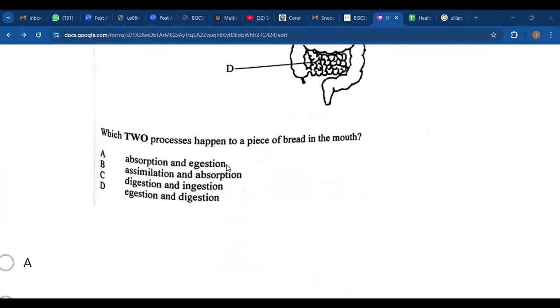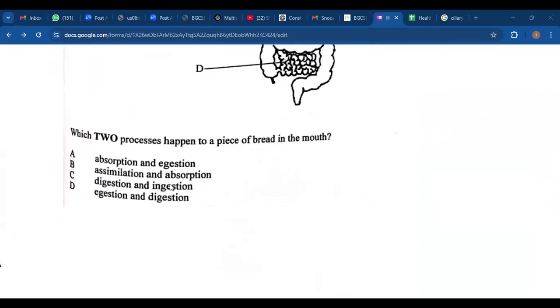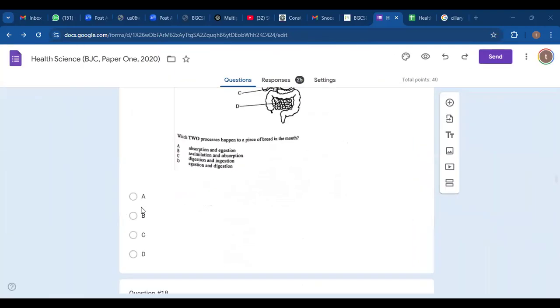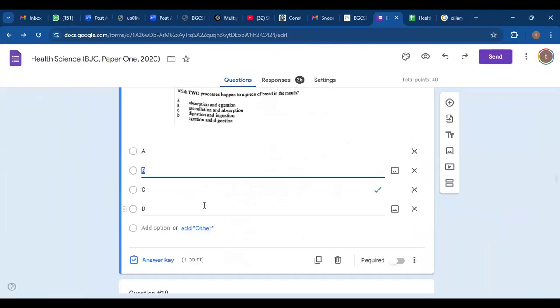Who said C? D. Digestion and egestion? Ingestion. It can't be egestion. Egestion is when you're taking something out. So yeah, it's C. Either way, it's C.